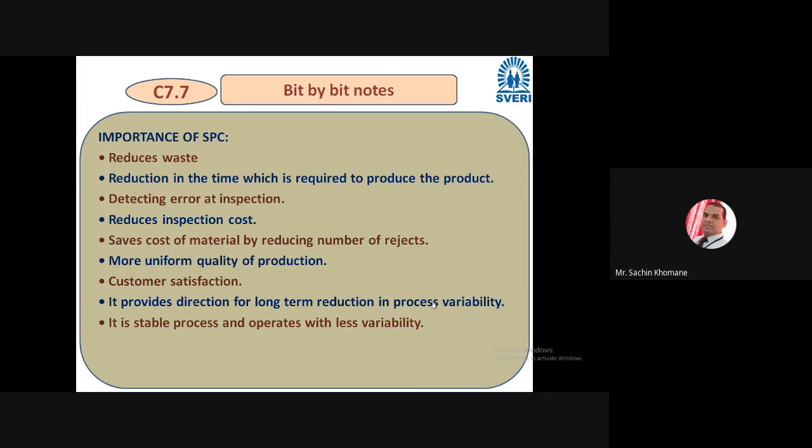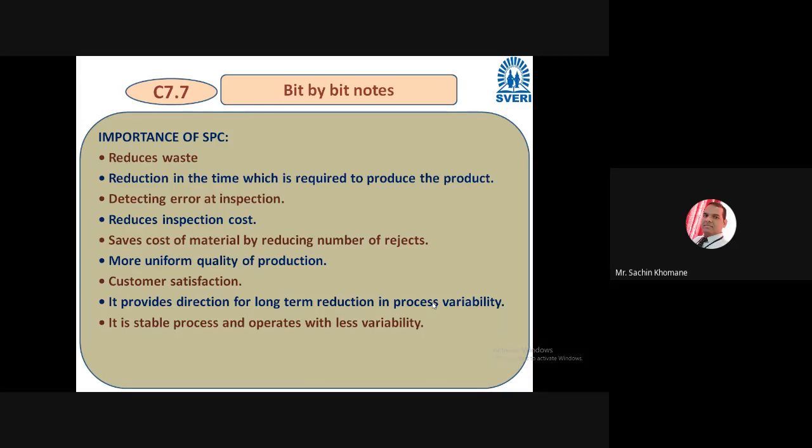Example I am telling. On your production line, if you find early that so and so machine needs certain maintenance, so if you do it in advance, as statistical data is telling that this machine on the shop floor needs maintenance after every hour, or after every 8 hours, or after every week, then you will do it, and there will be no failure in the production line. Ultimately it reduces the time required to produce the product.